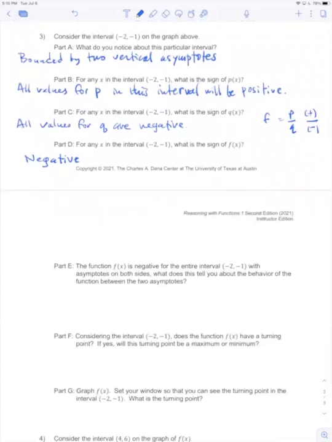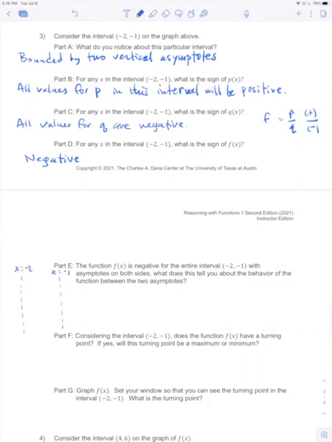It says the function f of x is negative for the entire interval -2 to -1 with asymptotes on both sides. What does this tell you about the behavior of the function between the two asymptotes? Well, since f is negative for the entire interval with asymptotes on both sides, I'm just going to do a quick sketch here. So this is x = -2, this is x = -1, those asymptotes.